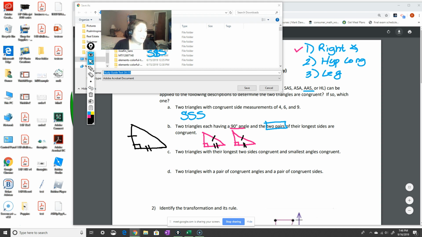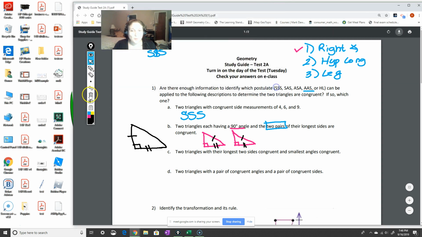And the other thing is, not only do you have the angle is between the 2 sides, you also have it that you don't have the hypotenuse. Remember, the 3 conditions for hypotenuse leg is right angle, hypotenuse, and then the other piece of it.